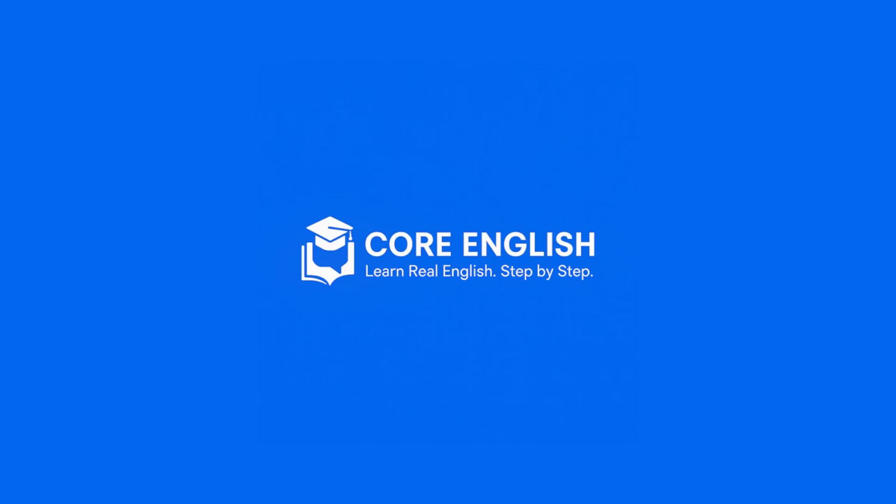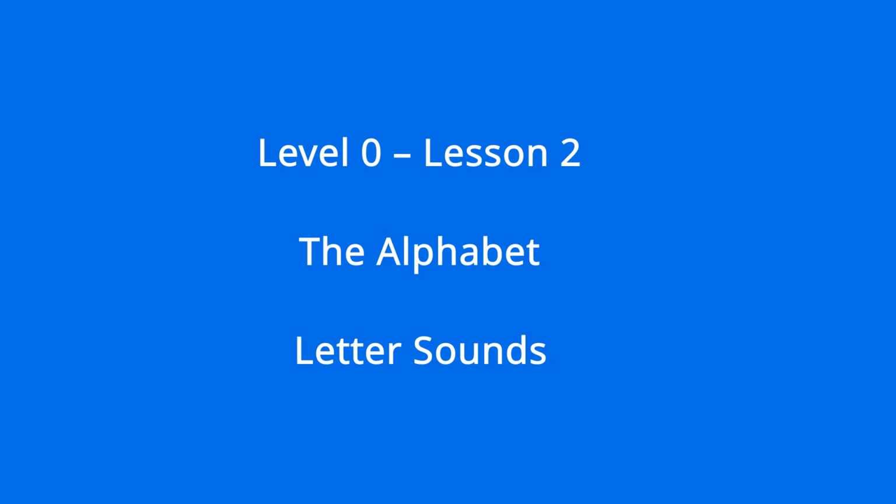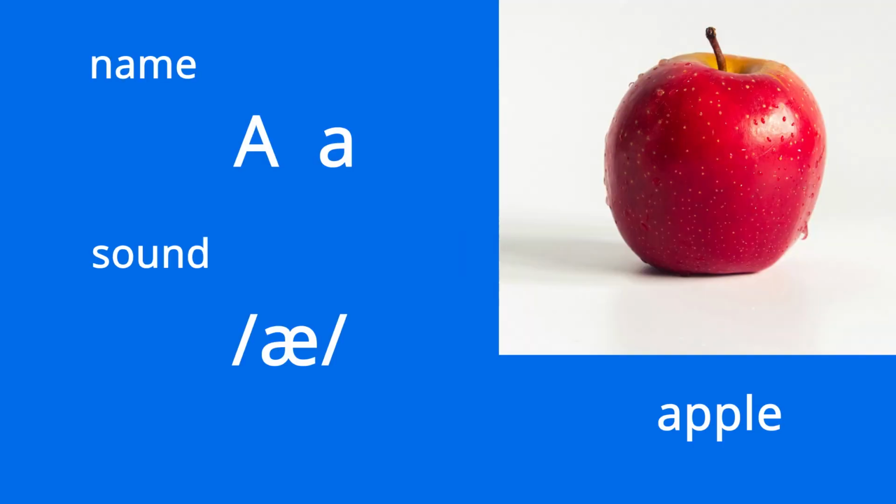In this lesson, we'll go through the English alphabet again, but this time, we'll focus on the sounds each letter makes. Each letter has a name, and it often has one or more sounds. Today, we'll learn the most common sound for each letter. When the sound a letter makes is written down, it has a slash before and after it.